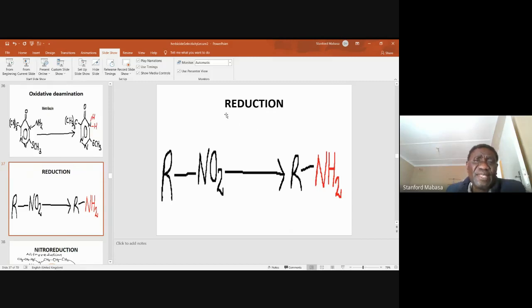Now we have finished with the oxidation with the 5 processes. Now we want to talk of reduction, which is just one process. With reduction, there should be NO2 attached to R, and then this should be converted to NH2. Of course, under cytochrome P450.